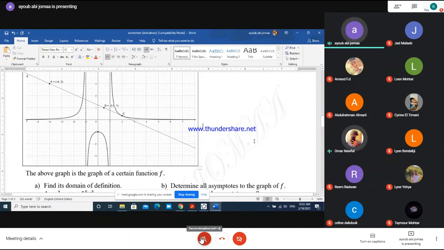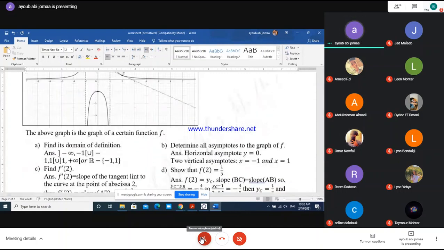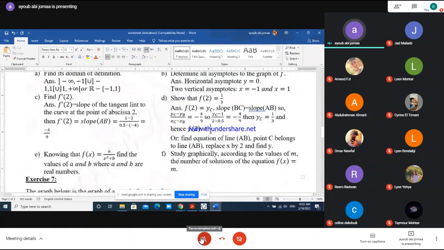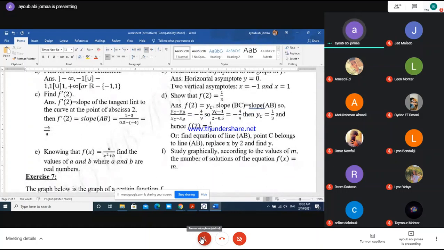طيب. ثانك يو. And now, welcome. The last one, part F. Determine or study graphically according to the values of m the number of solutions of the equation f of x equal m. طيب شوف لي هاي f of x equal m. طيب. The number of solutions راح اكتبها.